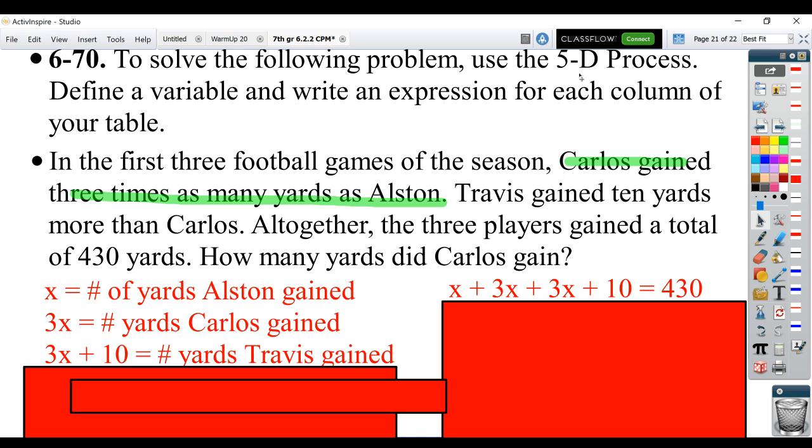At this point, I'm also allowing you to do it algebraically if you don't want to use the 5D process. So that's why you see this equation that I wrote here. So altogether, they gained 430 yards. So here's the yards that Alston gained, plus here's the yards that Carlos gained, plus here's the yards that Travis gained. And if I add those 3 up, it should equal 430 yards. I can combine my like terms, and I can solve it algebraically. Make sure at the end that you answer the question, which is how many yards did Carlos gain? Which is not x, it's 3x, 3 times your x value. But again, you can solve this algebraically or with 5D, it's up to you.